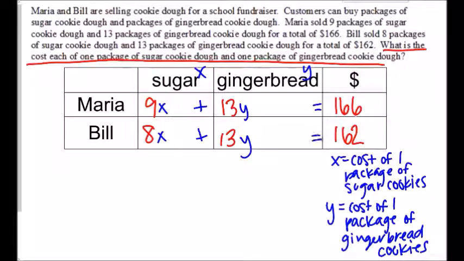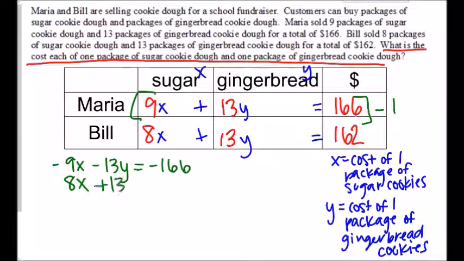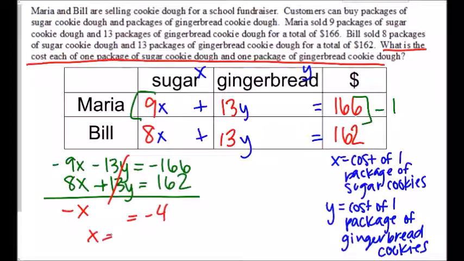And again, now we have a system of equations, and you're wanting to solve them. Any method will work, but I'm seeing we've got 13y involved in both equations. So if I multiply this top equation by -1, I now have -9x minus 13y equal to negative 166. And I'm just going to copy that bottom equation as is. Now we can add. So I end up with a negative x equal to negative 4, which leaves us with x being $4.